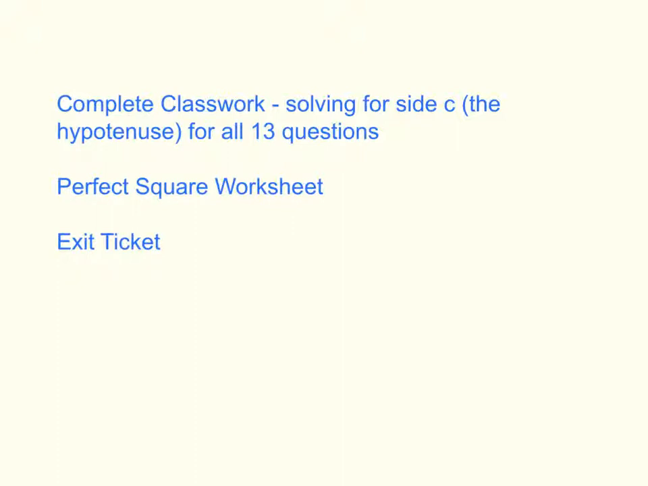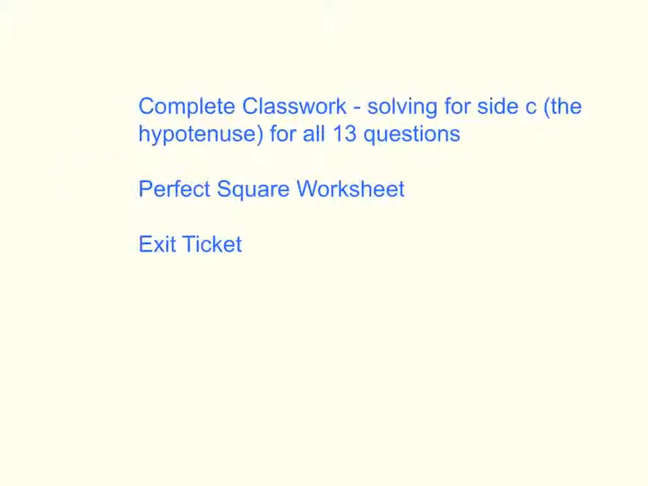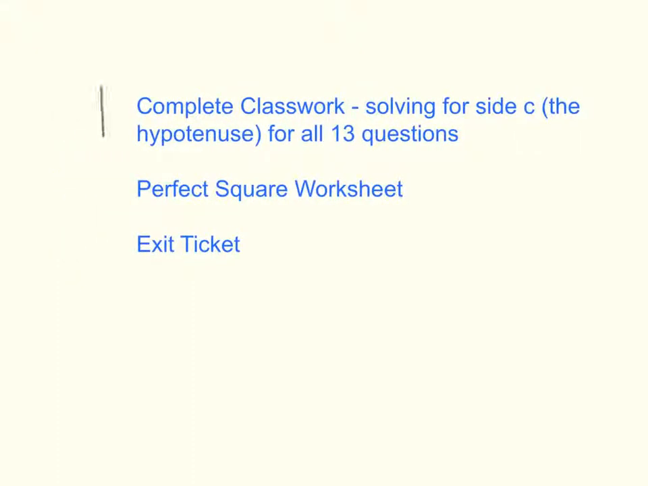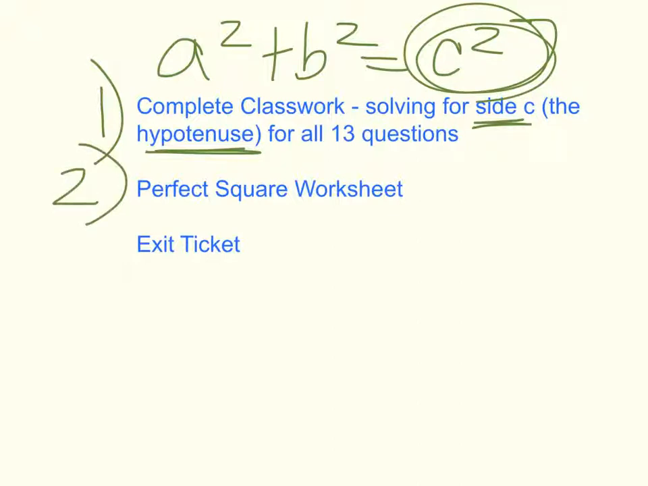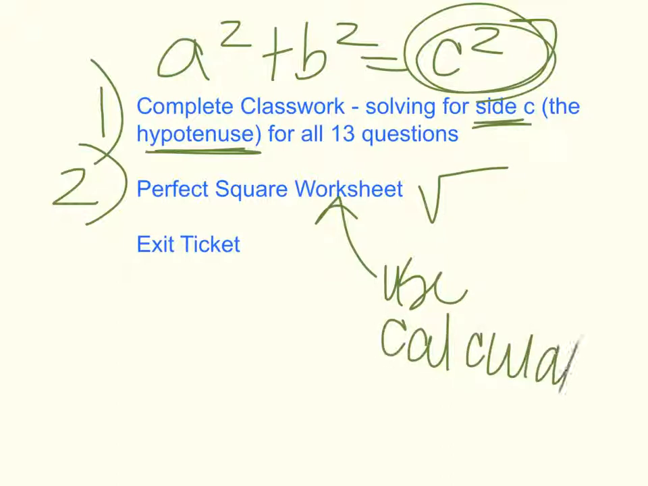Okay, so what you're going to end up doing for class today is you need to complete the rest of this packet where you're solving for c. Again, that's the hypotenuse or the longest side. That always is this part of your Pythagorean theorem. After that, you have a perfect square worksheet where you're going to take the perfect square of numbers, and you can use your calculator. And lastly, you're going to have an exit ticket.